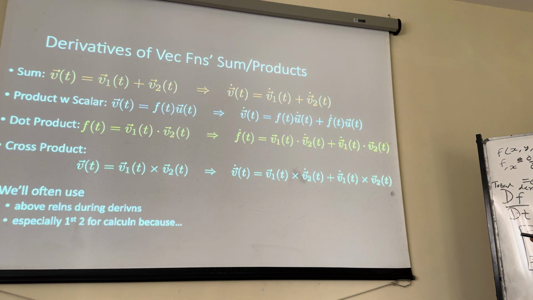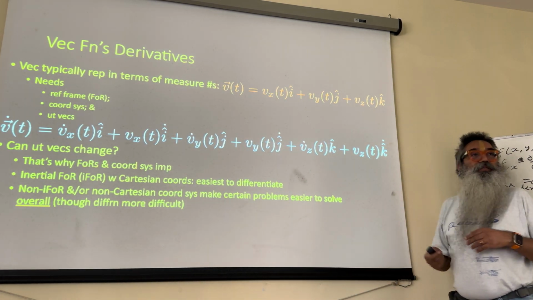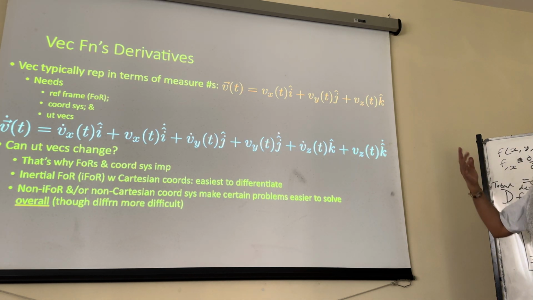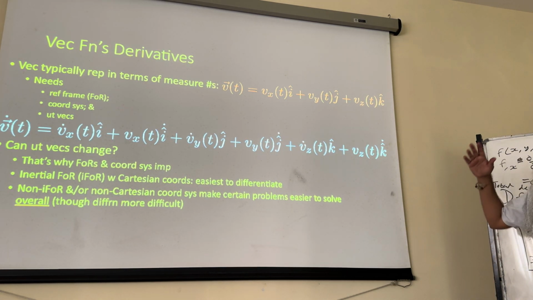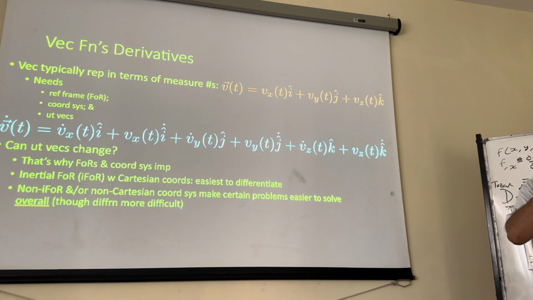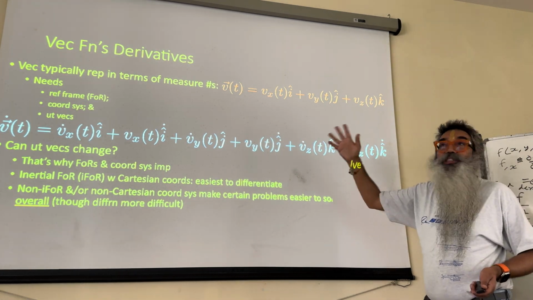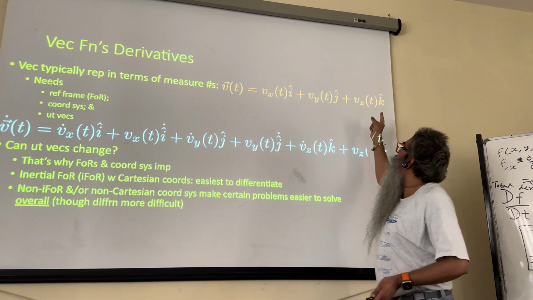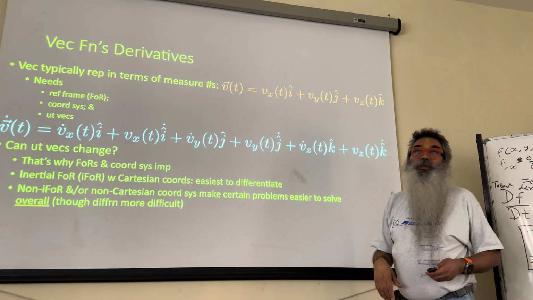I think I have the same slide. Yeah. So then the vector function derivatives. So if you look at, I think we covered and I erased that. I think in answering Gracie's question, I was talking about the distinction between measure numbers on the one hand and the components and or the ijk unit vectors on the other hand.